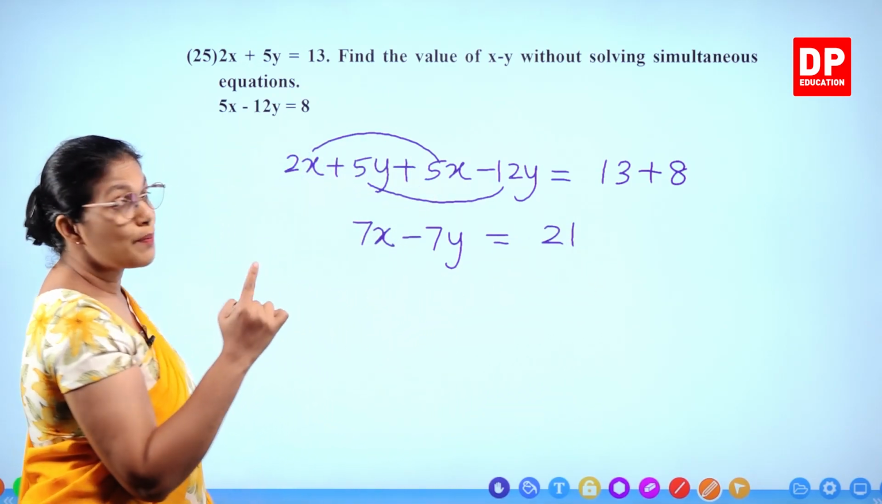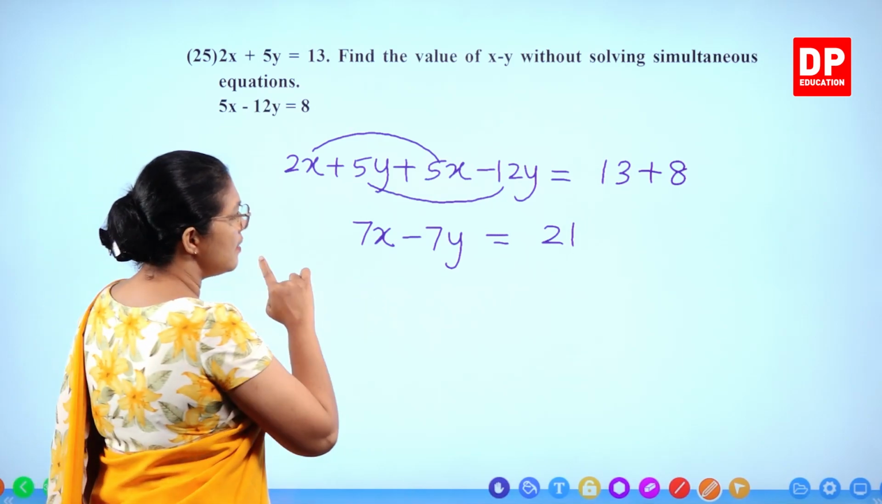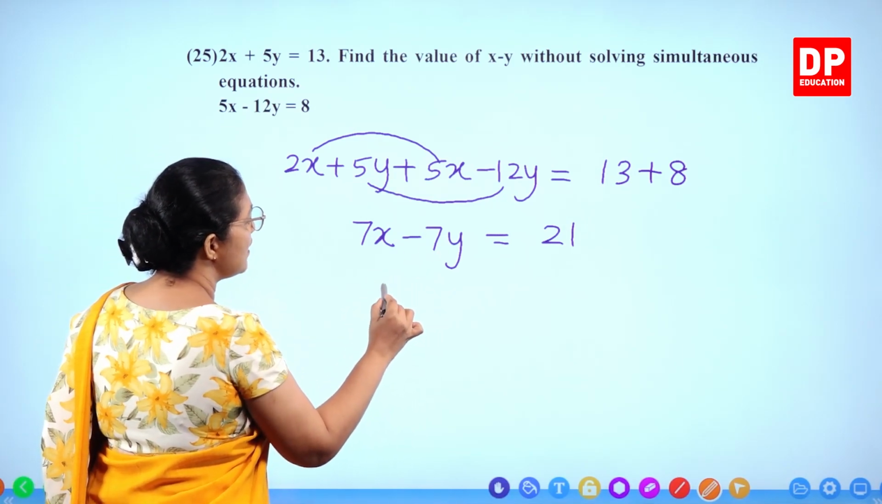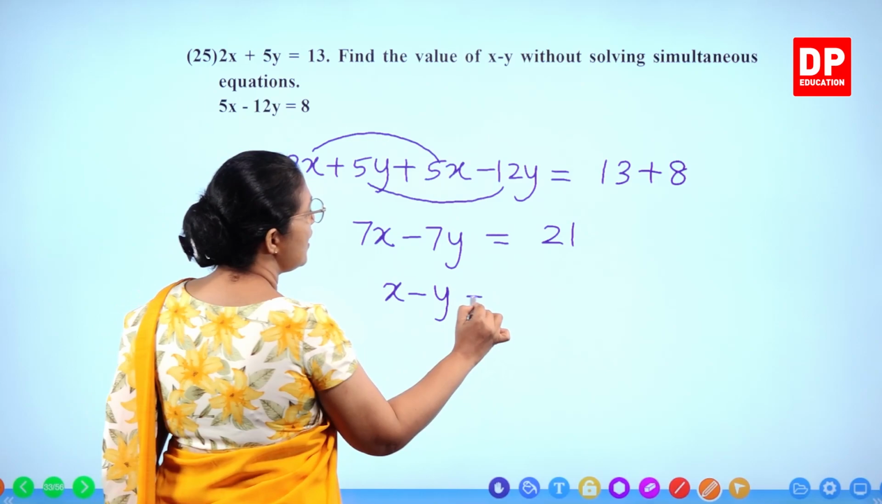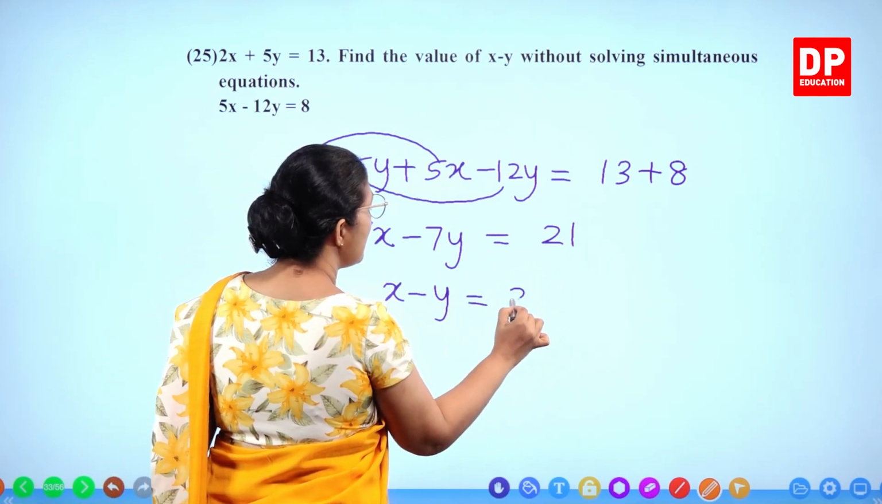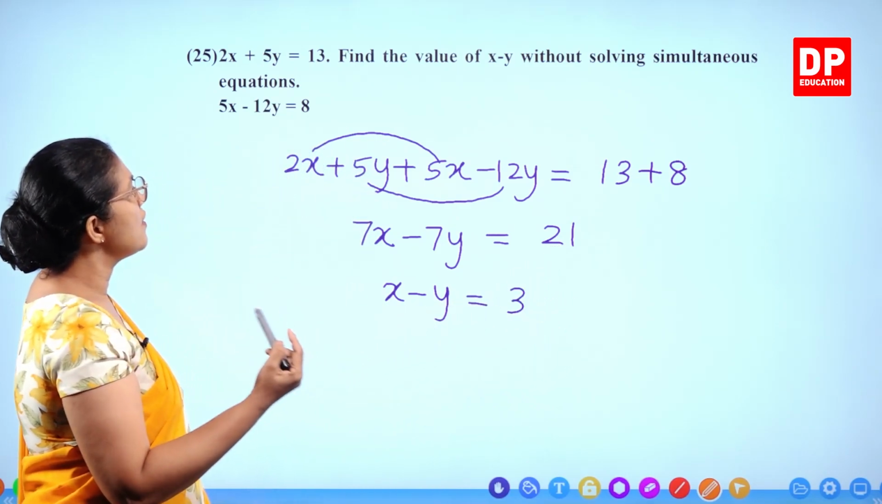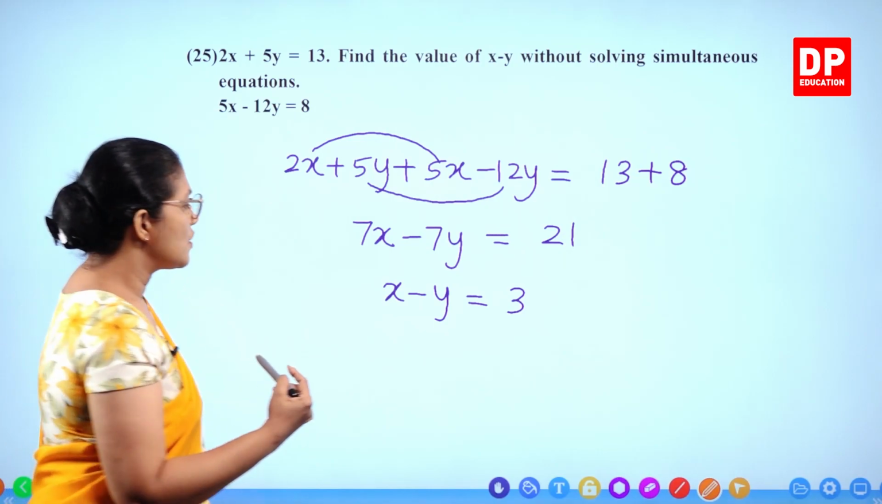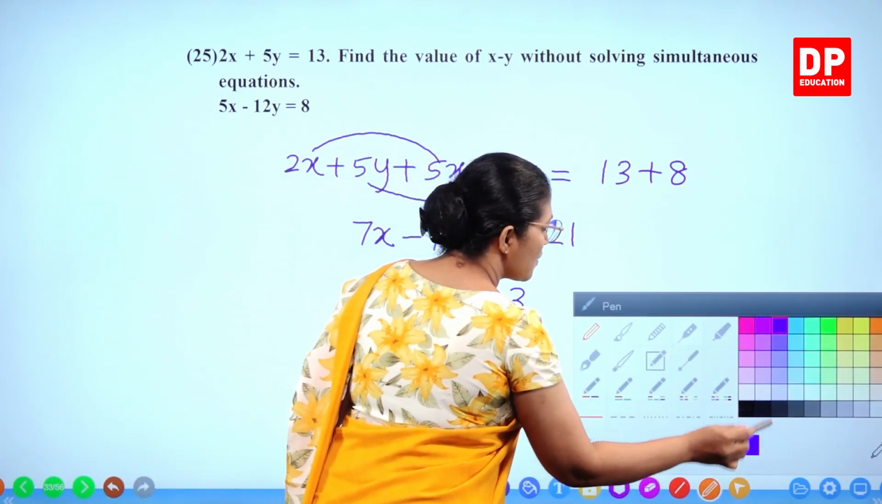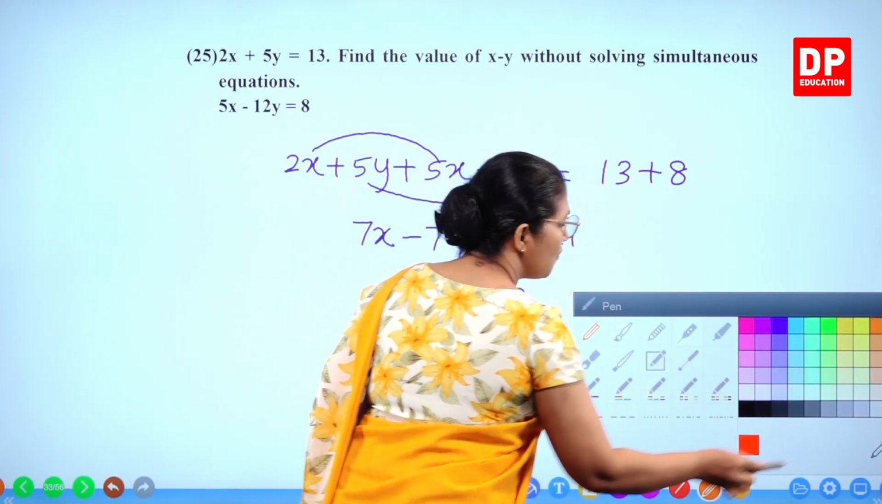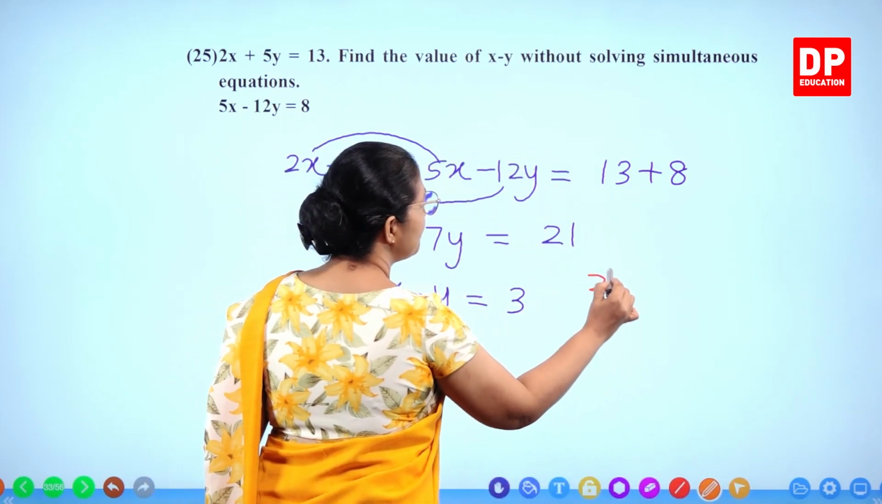Now we need x minus y. Divide the whole equation by 7. x minus y equals 21 divided by 7, which is 3. So straight away you get the x minus y value. So that's 2 marks for that question as well.